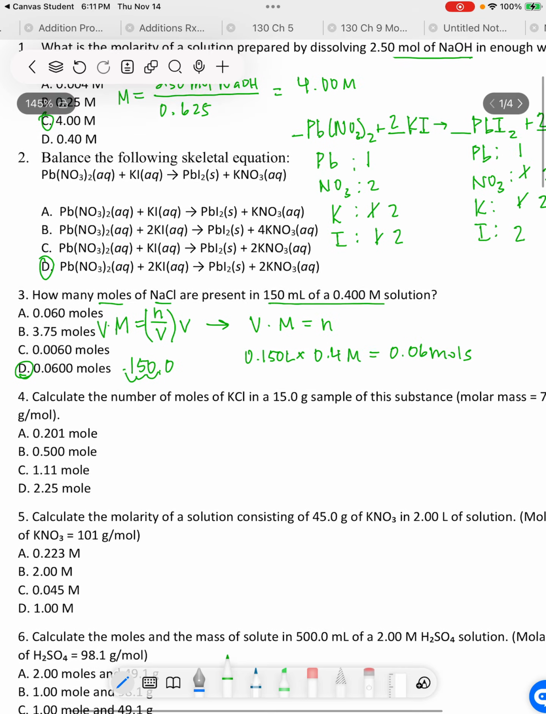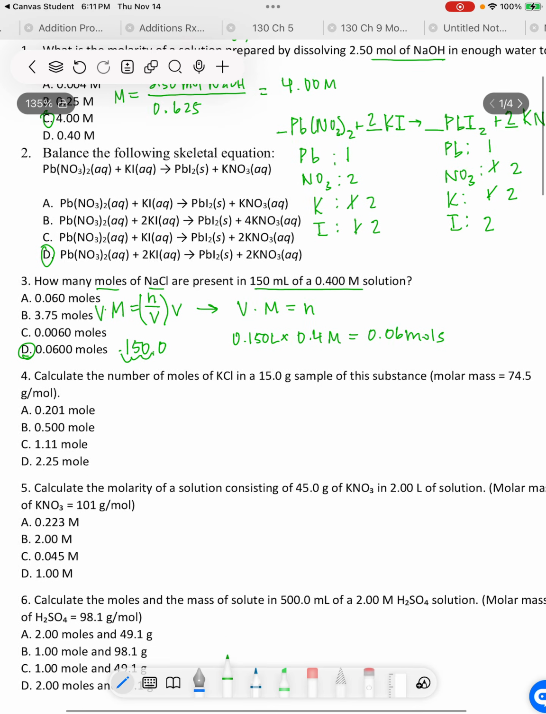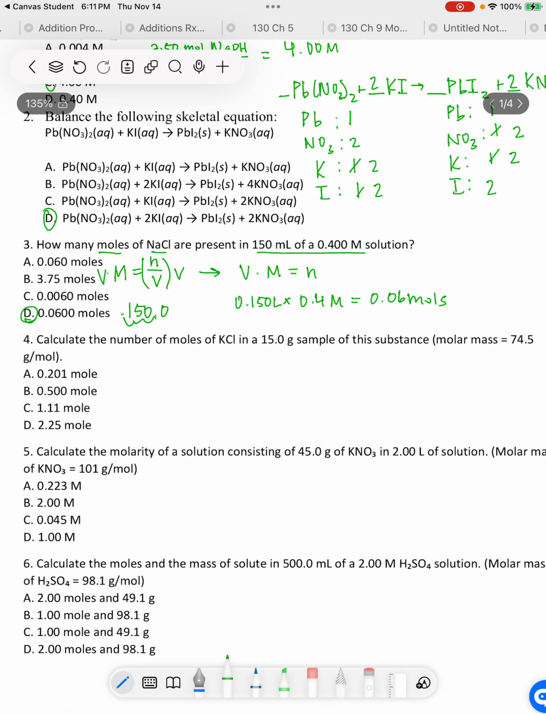Okay, I'm going to do one more problem and then restart the video, just because it only lets me upload the shorter videos. So number 4, we want to calculate the number of moles of KCl in a 15-gram sample.